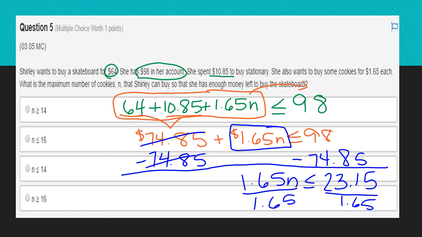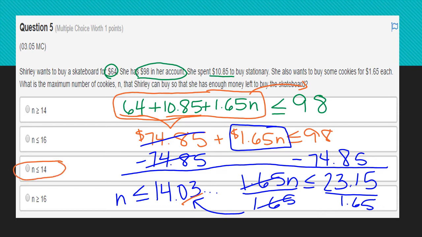And we're going to do 23.15 divided by 1.65, and I'm going to put it over here. Those will cancel. So n is less than or equal to 14.03. It goes on. Now, if you notice here, we're talking about the amount of cookies that can be purchased. So what's the maximum amount? You can't buy 0.03 of a cookie. That doesn't make sense. So here, our answer would be n is less than 14.